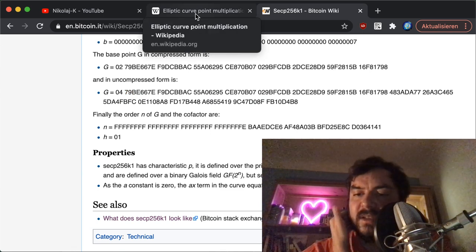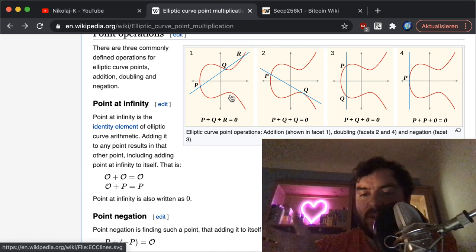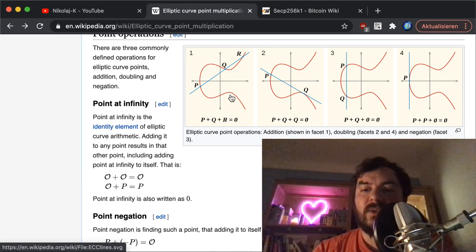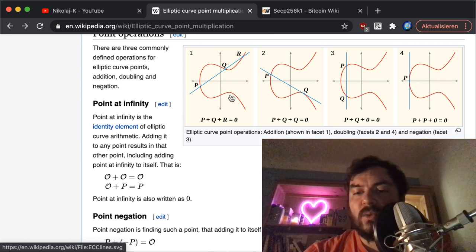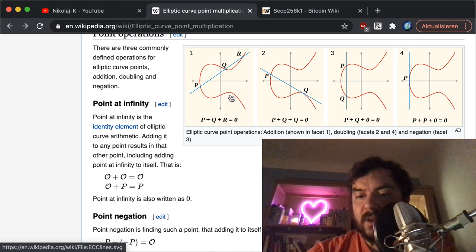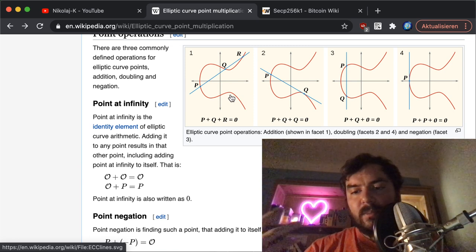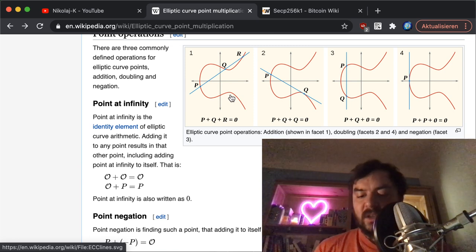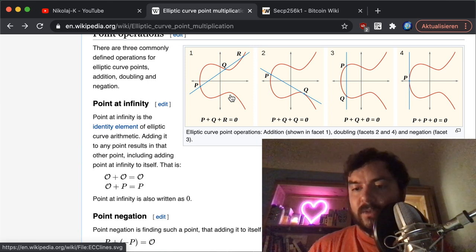What then the algorithm is to get from any natural number in a certain range, we call the order of the curve, to get to a point on the curve, the public key, right? The secret is going to be the private key. This is just some number. The public key is a point on the curve. We need some algorithm given the specification that we just saw to get from a number to a point.